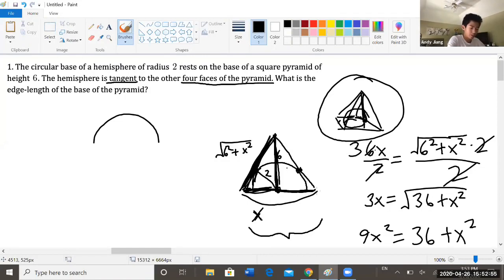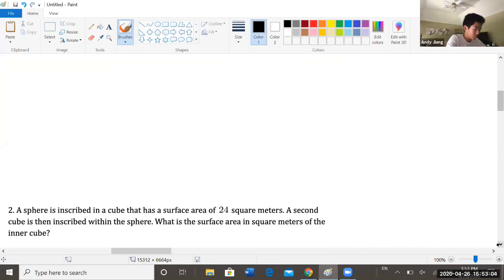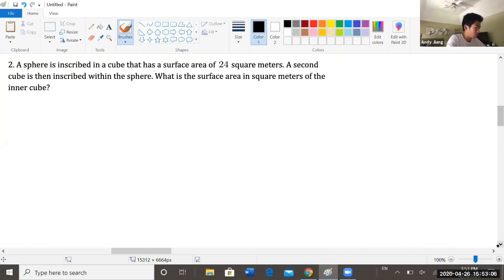So this was very hard. The hardest part is visualizing and determining which face or which 2D view is the most useful. All right, so I have another one.